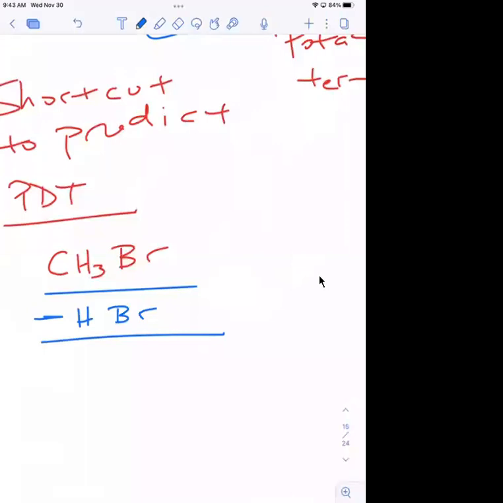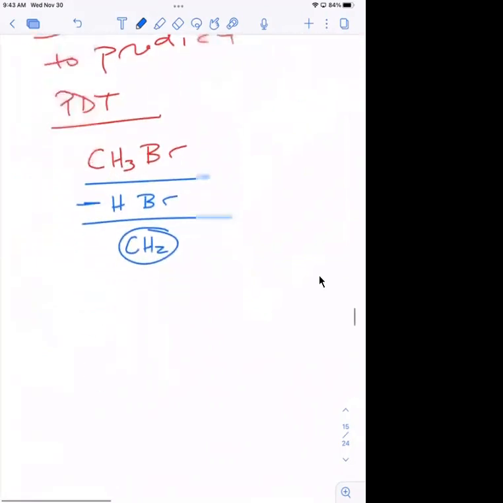What would I be left with if I did that? CH2. CH2, good. Whatever I'm left with, that's what I'm going to replace oxygen with. So if this is my carbonyl, then this is going to be my alkene.